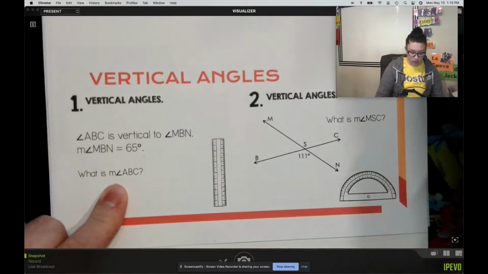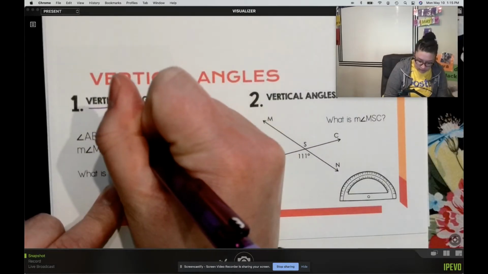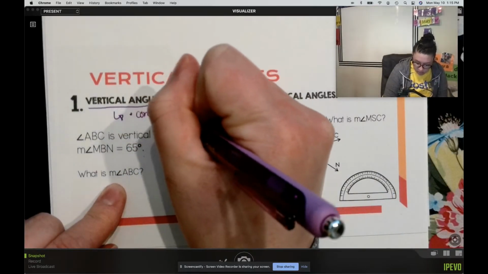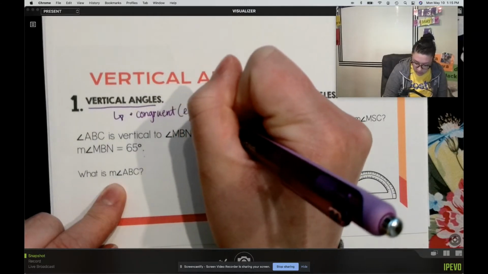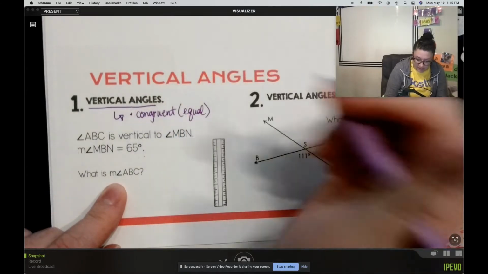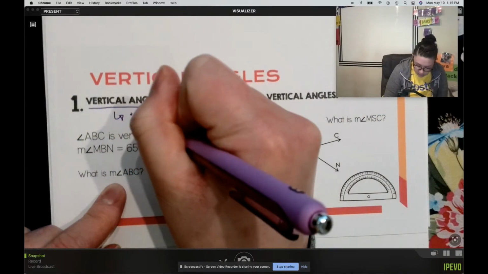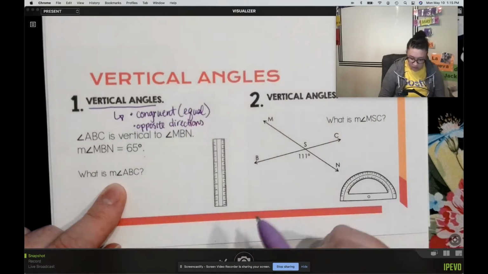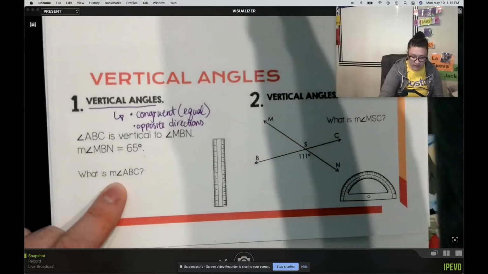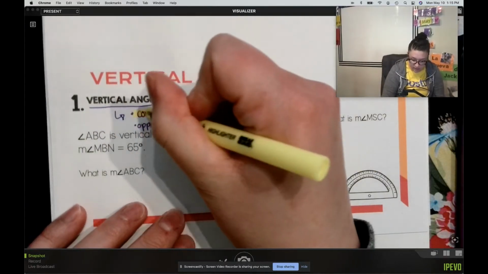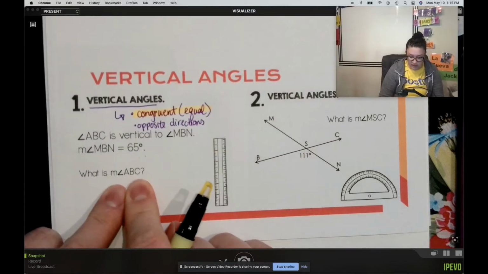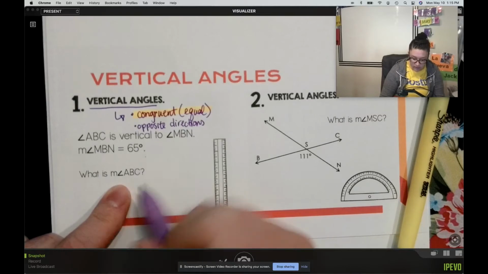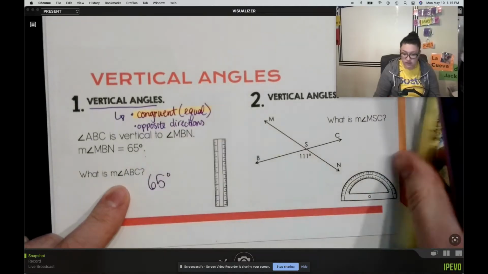So let's think. What do we know about vertical angles? They are congruent, which means they are equal, and they are opposite. They go in opposite directions. So if I know that they are congruent and they are equal, what would the measure of angle ABC be? If they're equal, if they're congruent, it would also be 65 degrees.